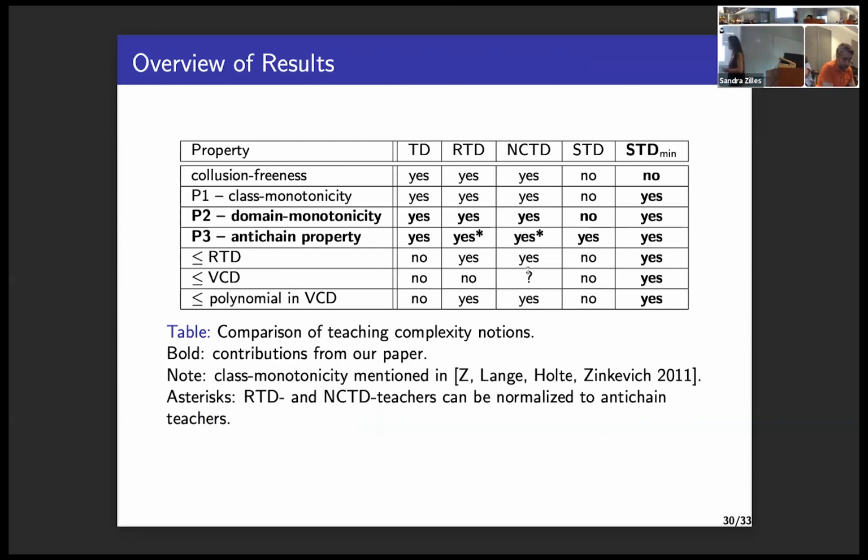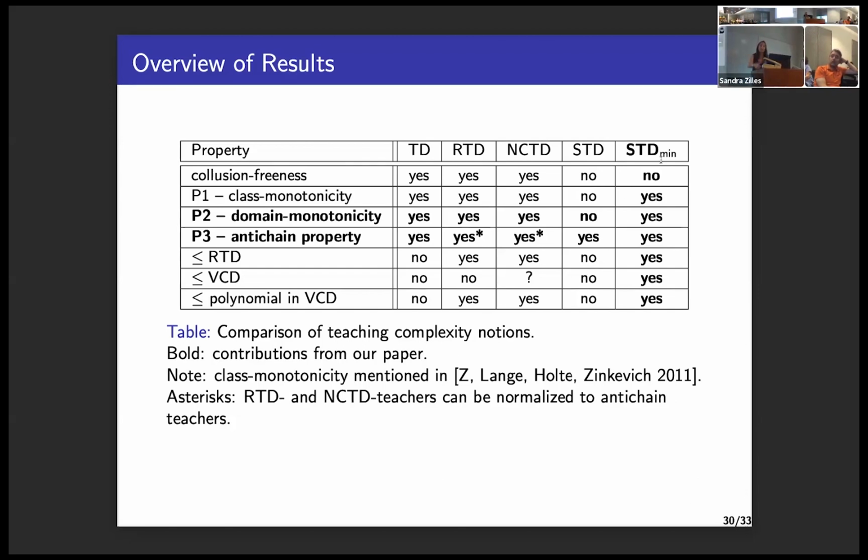And here are the results. We had the TD, RTD and NCTD models before that are all really well behaved: collusion-free, class monotonic, domain monotonic, anti-chain, everything. But unfortunately, they are either not upper bounded by VC dimension, or we just don't know. So then we dug out the old STD, but unfortunately you draw pretty much a complete blank on everything that you want to have. But you modify it a little bit and you get this.